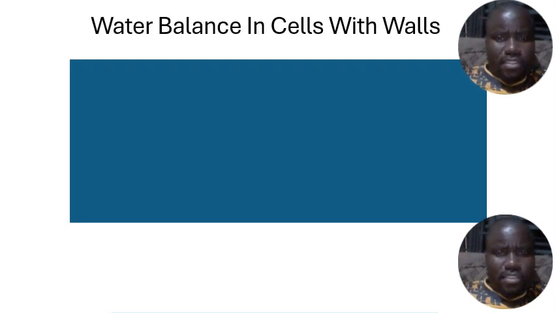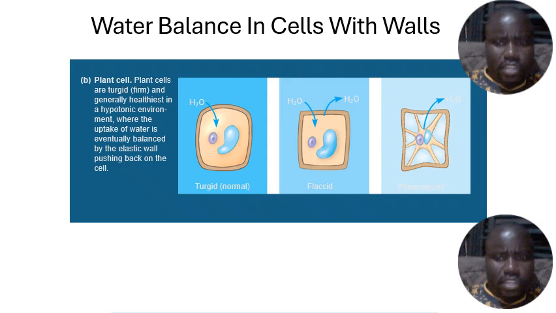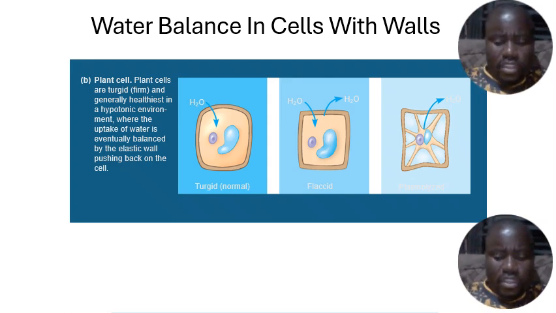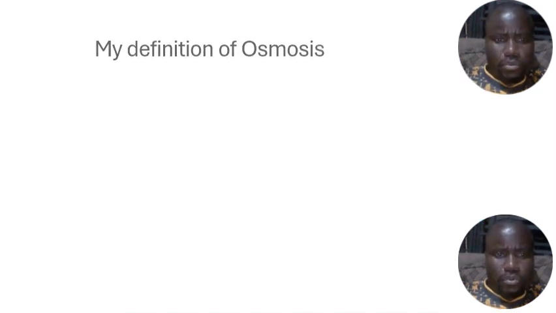So water balance in cells is very important. We see that plant cells are able to withstand changes in water, but red blood cells, or human cells, do not, because they do not have a cell wall.